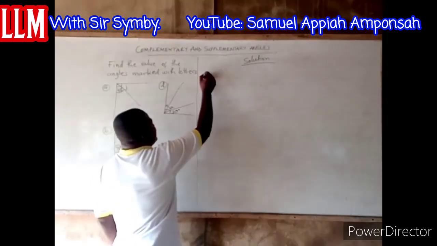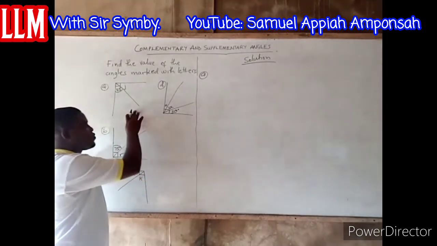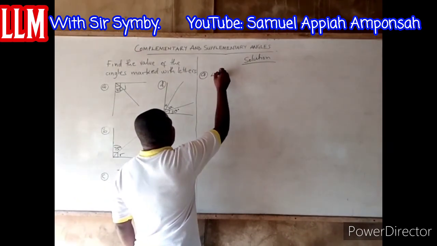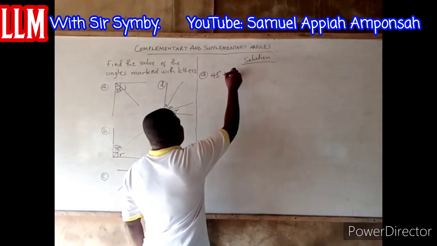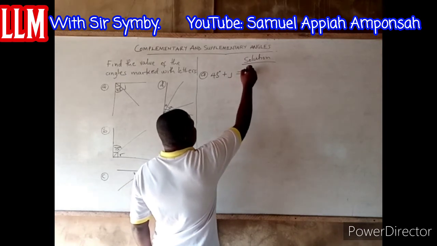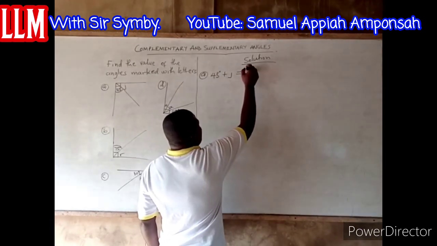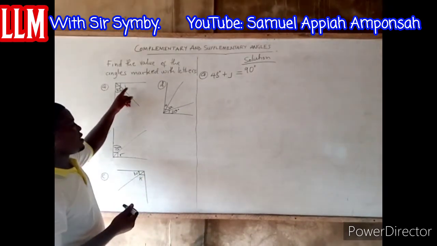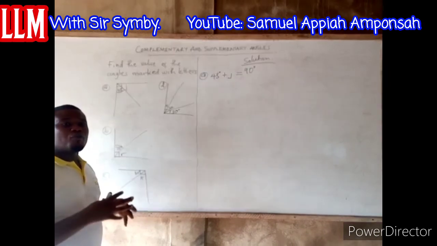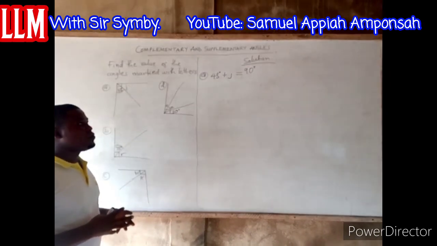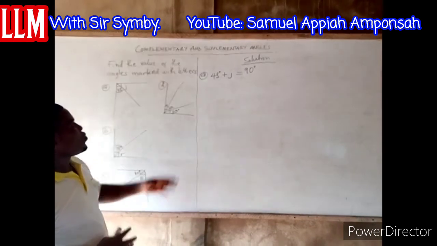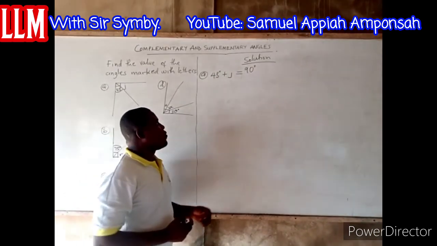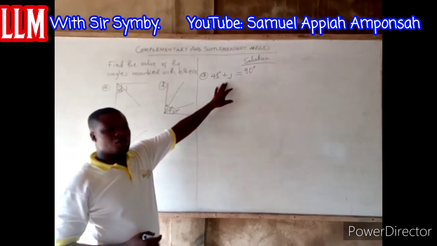Let's take A. What are the angles within the first diagram? We have angle 43 degrees plus J, and this should give us 90 degrees. We have two angles here, and we say when you sum complementary angles together, it should give you 90 degrees. So we are adding 43 and J. It is very simple. Now, we want J to stand alone.